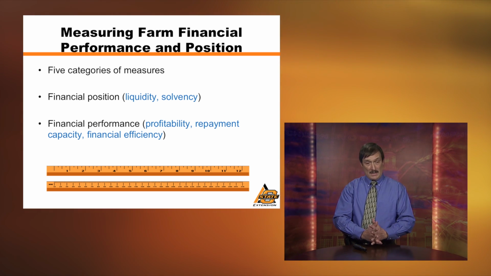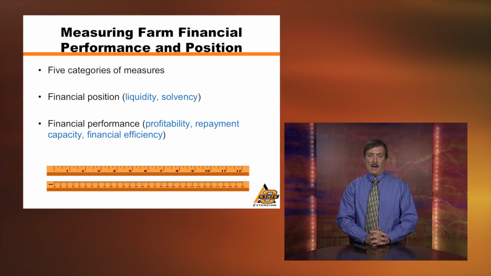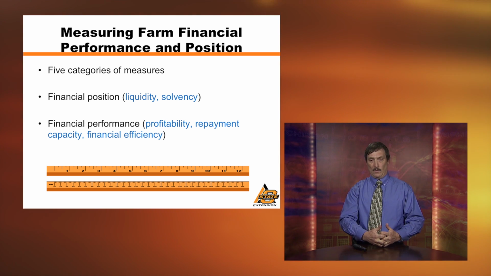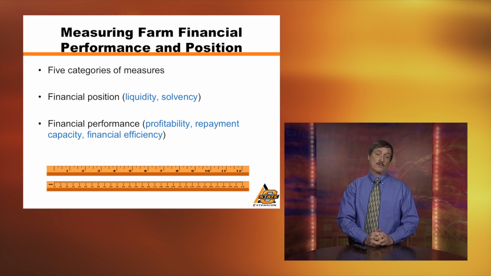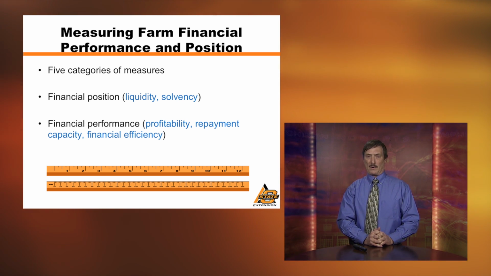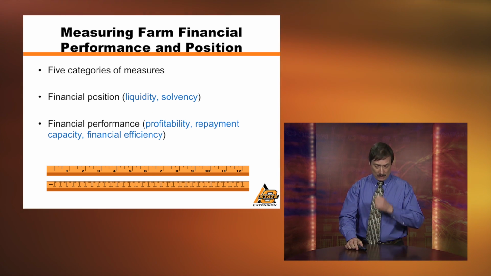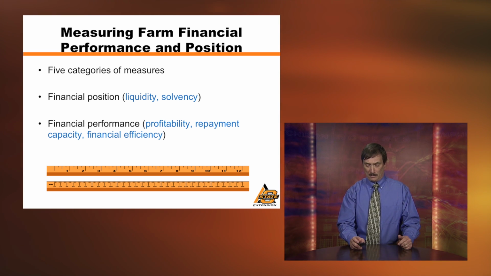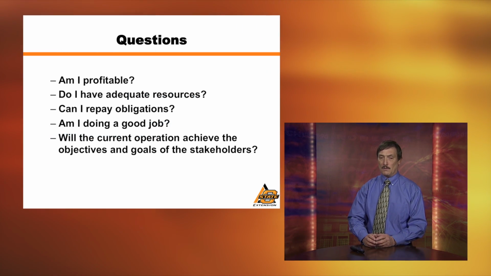The other 3 categories of financial measures fall under the realm of financial performance. How is the business doing? Not where does the business stand, but how is the business doing? Those categories of measures, we call profitability, repayment capacity, and financial efficiency. Most of those terms are somewhat self-explanatory and may be very familiar to most of you watching this video series, but I'm going to go into just a little bit more detail on each of those as we go through the video.